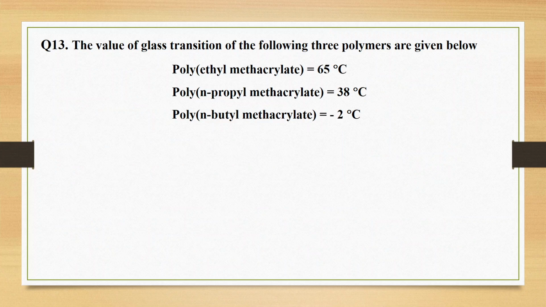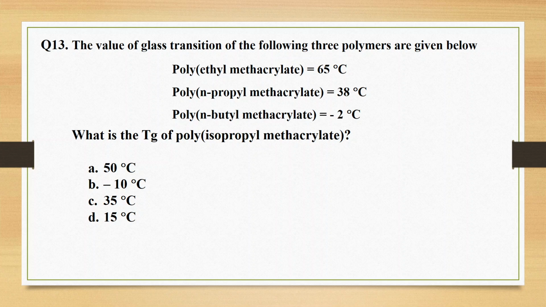Question number 13. So this is again a very good question. I want all of you to think it properly and answer it. The question states the value of glass transition of the following three polymers are given below. Generally the Tg values are given for all these three polymers: polyethyl methacrylate, poly N-propyl methacrylate, and poly N-butyl methacrylate. Basically the chains are increasing from ethyl to propyl to butyl, and these are the corresponding Tg values.